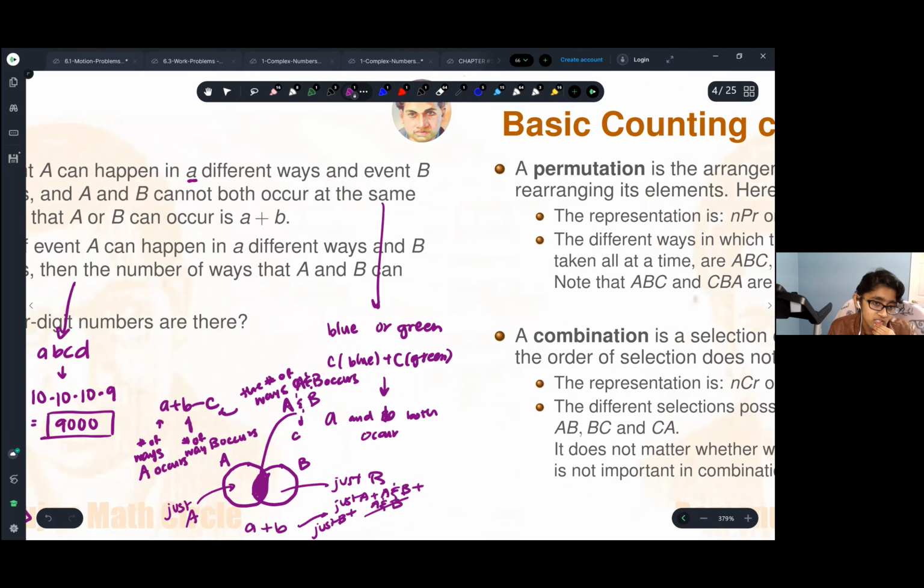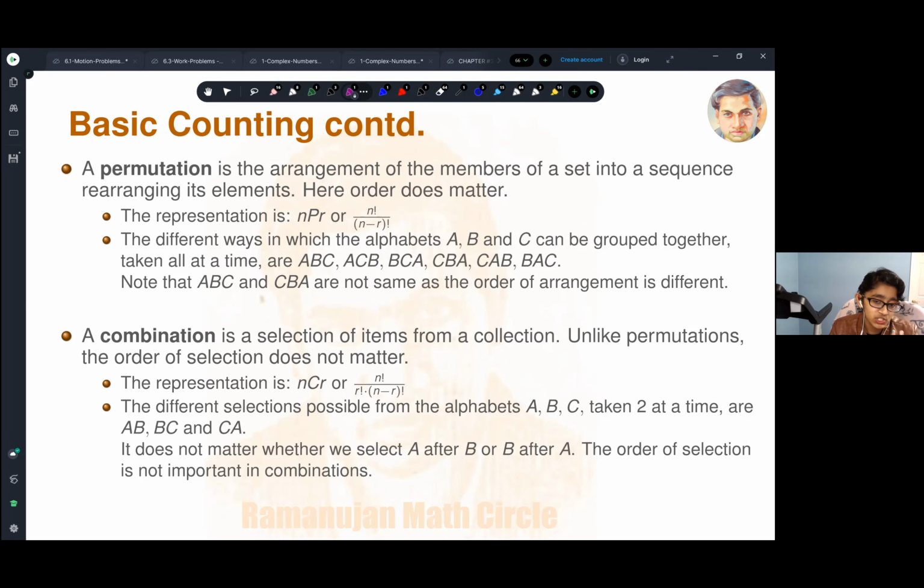Basic counting continued. So permutation, we're going to go into some definitions. Permutation is the arrangement of the elements of a set into a sequence when you rearrange the elements, and the order does matter. And the representation of permutations is nPr, or n factorial over n minus r factorial. A large majority of you did not understand what I just said. So let me explain to you what I mean.